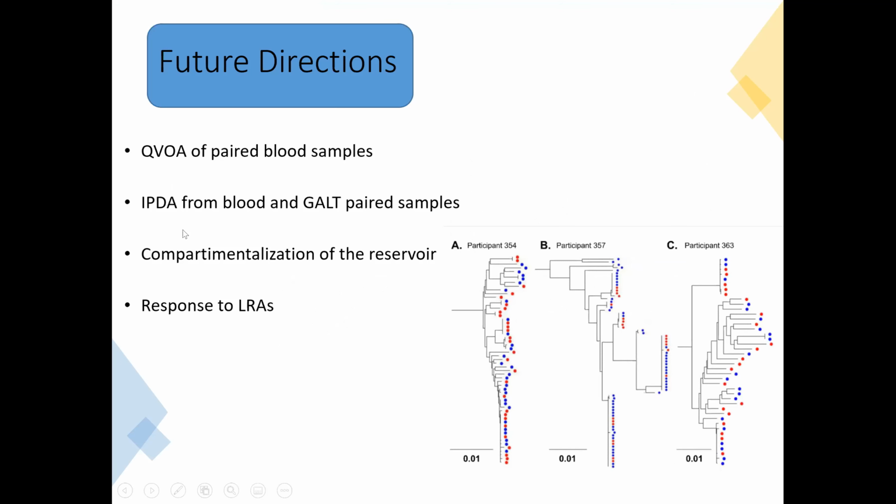So what we are just doing is QVOA of the paired blood samples, the IPDA from blood and GALT in paired samples. We're going to look at the compartmentalization of the reservoir. This is something that we did before, similar to what Rebecca was presenting. So far in these 3 individuals, I think we have some more, we couldn't see really that the gamma delta T cells may have a virus that is different from the one that is recovered from resting CD4 T cells. And then we will need to see the response of VD2 T cells to latency reversing agents.